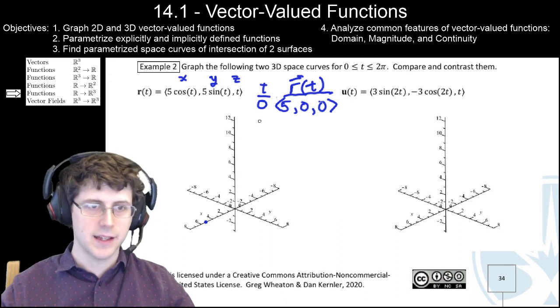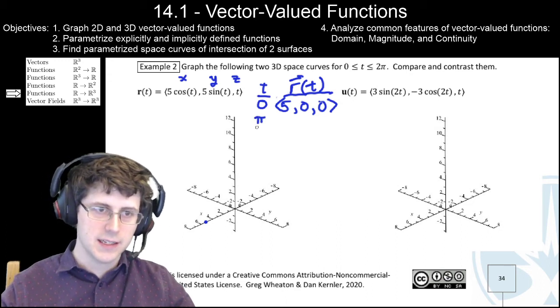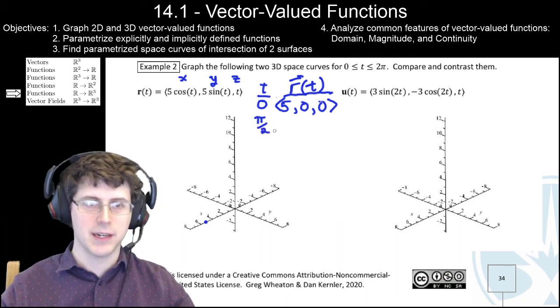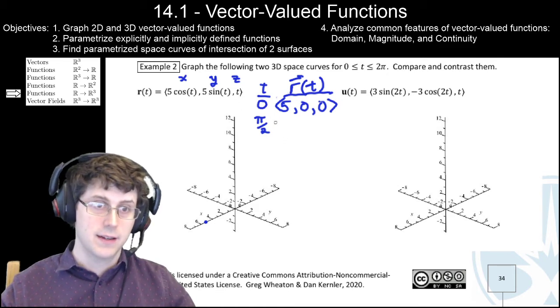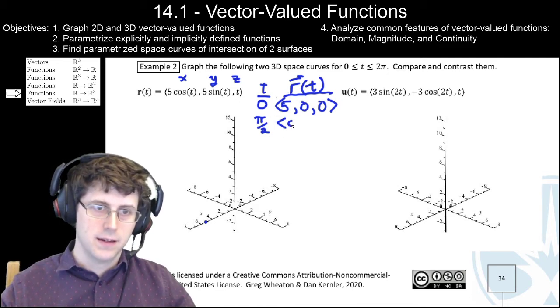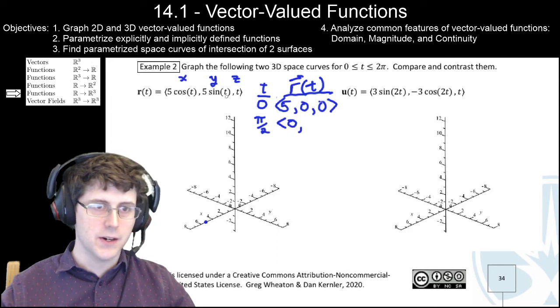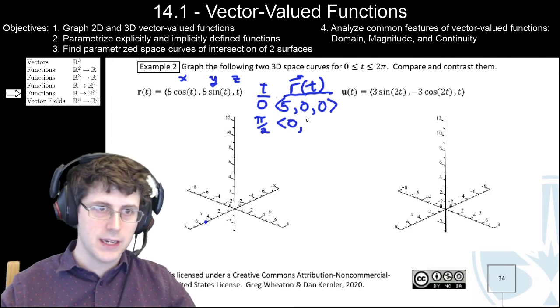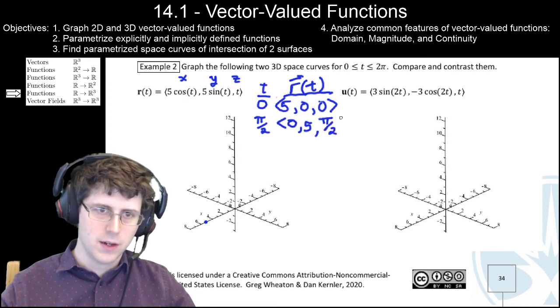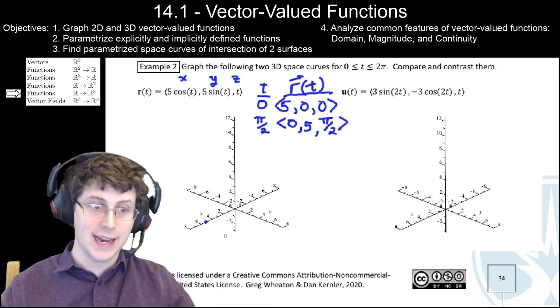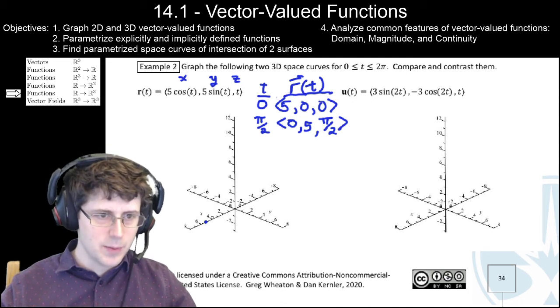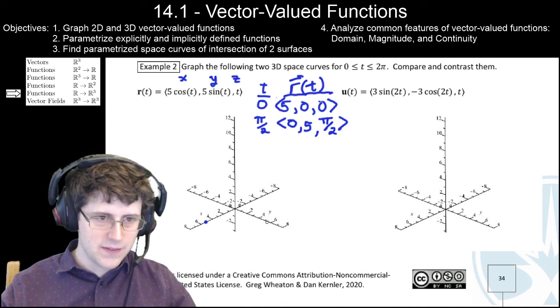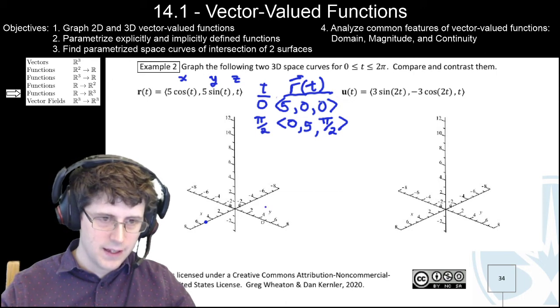Okay, let's plug in another nice value of t. This is all trig functions, so I'm going to plug in pi over 2 for t. In the i component here, I get 0. In the j component, I get 5. And in the k component, I get pi over 2. Pi over 2 is about 1.5. So where do I end up? I end up at x is 0, y is 5, and I'm up a little bit, about 1.5.